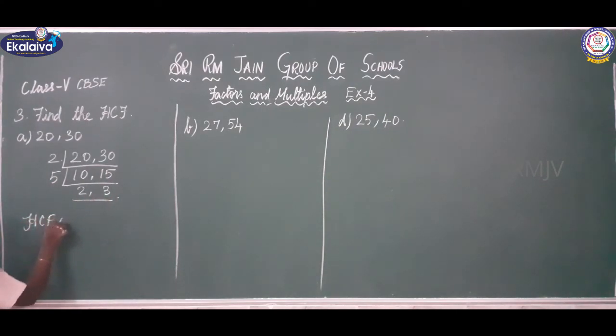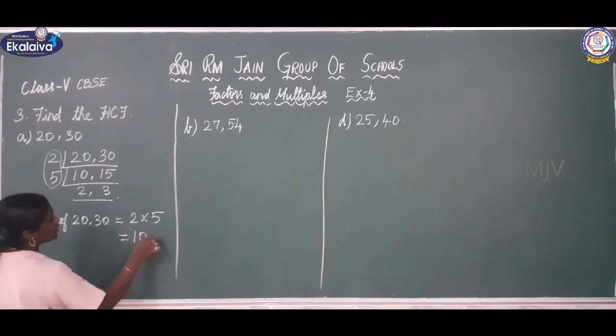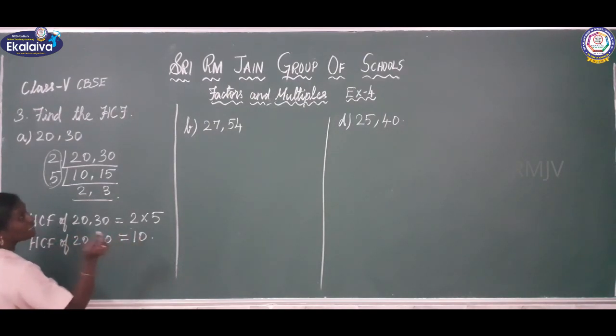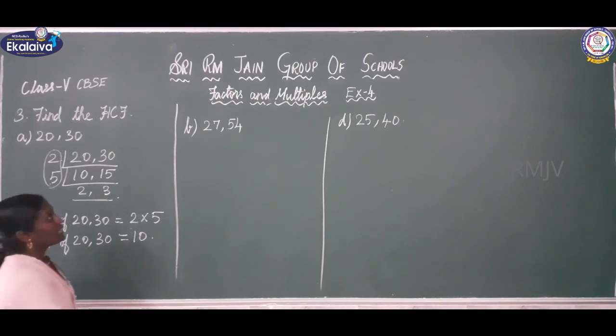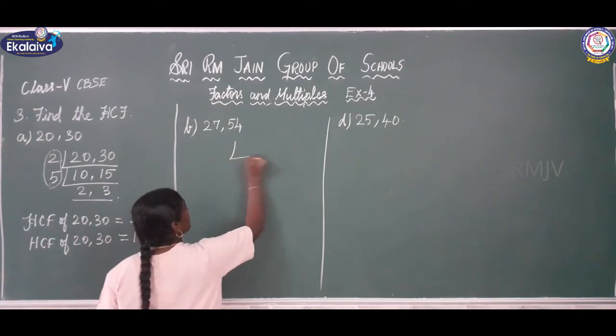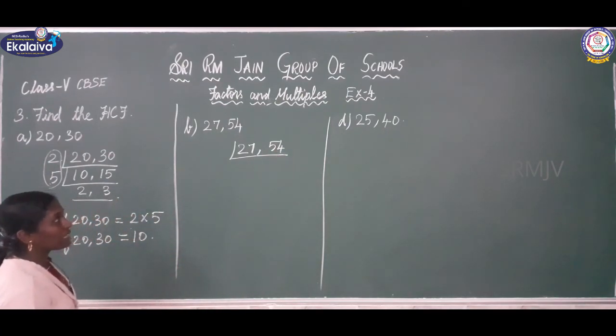So HCF of 20 and 30. We have to multiply the divisors. 2 into 5. So 2 5s are 10. So the highest common factor of 20 and 30 is 10. Is it clear? Then the next two numbers, 27 and 54. Now we have to find out the prime factor.